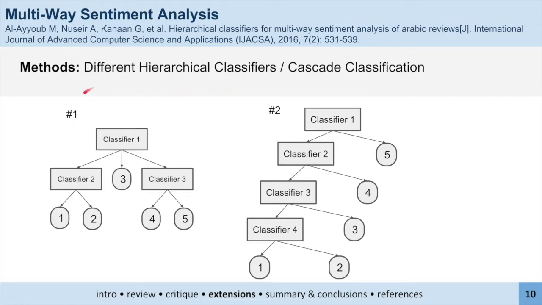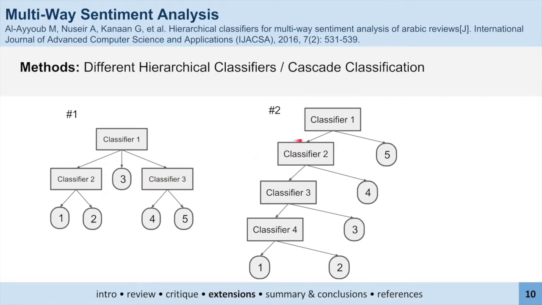In this paper, mainly 2 structures are examined. The first structure is a 2-level structure. The first level will find out the polarity of the input, and the second level will determine whether a positive input is a strong positive or weak positive, and whether a negative input is a strong negative or weak one.